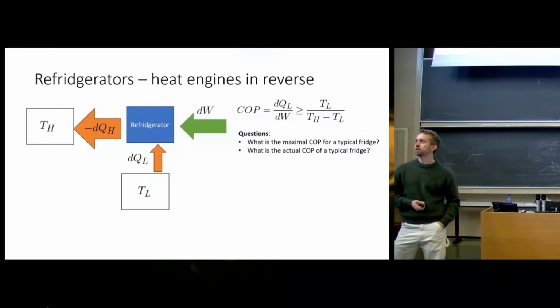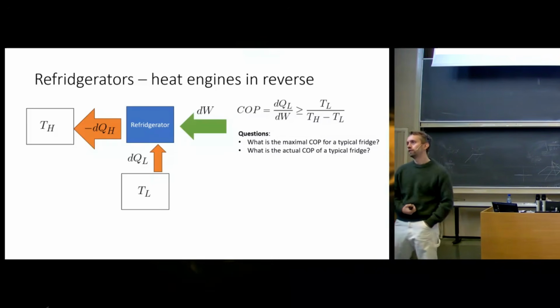Don't know. Did anyone check? Did anyone Google what the COP of a real fridge is? Does anyone know how much heat I can pull out of the fridge if I add like a joule of energy to it? That's essentially what I'm asking. The answer is that typical fridges are around 4 to 5. That's where we are.